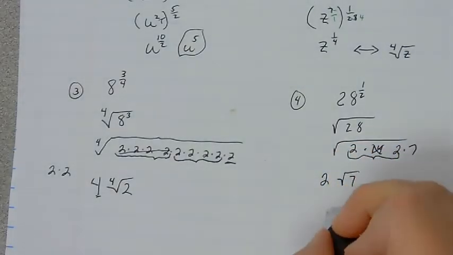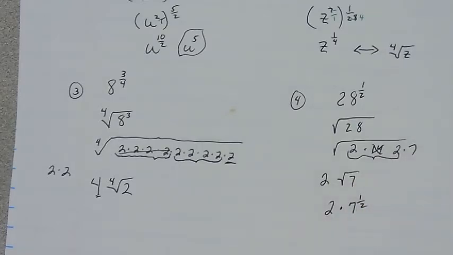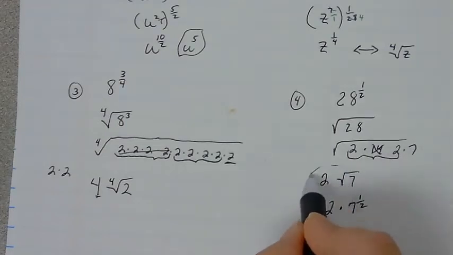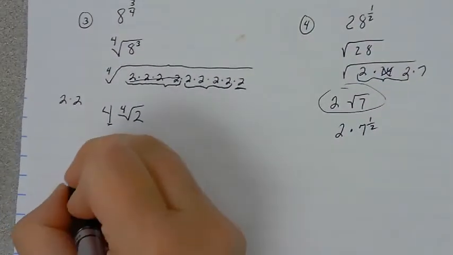You could write this as 2 times 7 to the 1/2 power. The 1/2 would only go with the 7 because it's the only thing that's square rooted. But more than likely, you'll leave your answer just like this. Here's the 5th example.